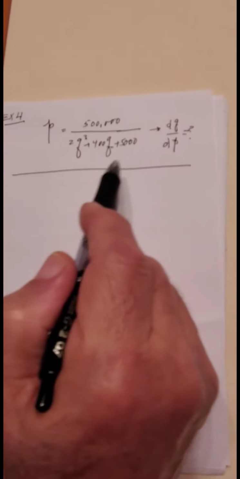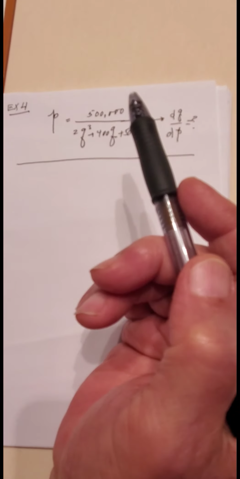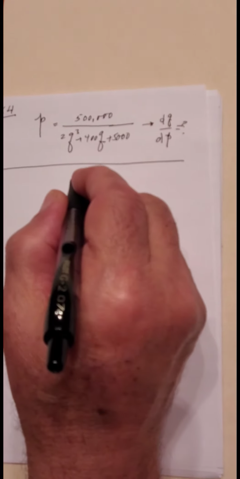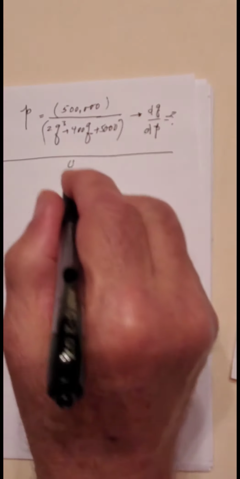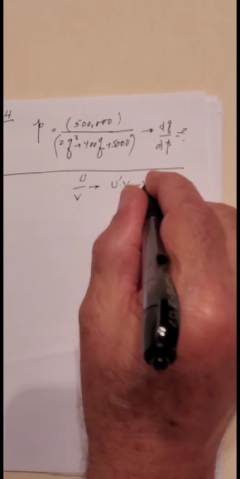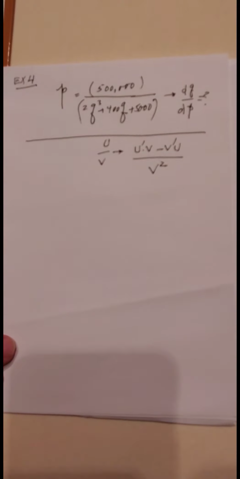Then you have to take the derivative of these. That's a fraction, and you know how to take the derivative of a fraction. We have the quotient rule, and you have to use it. Here is u divided by v. So that's u, this is v. And then the derivative becomes u prime times v minus v prime times u, divided by v squared. It's called the quotient rule.